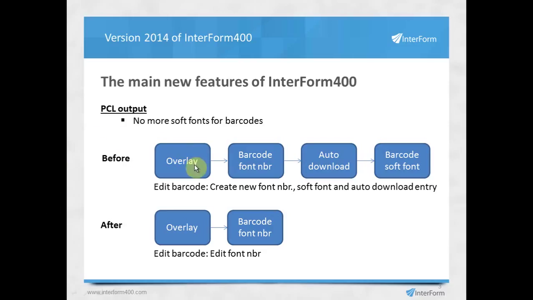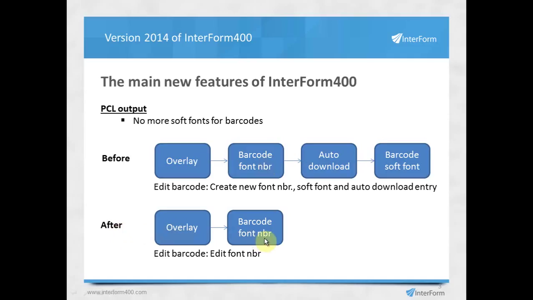So it means previously, if you used a barcode in an overlay, the barcode then selects a barcode font number, and through auto download, this barcode font number is linked with the barcode subfont. So it means that if you want to change the size of this barcode, you will need to delete all of these three elements and create a new barcode again.